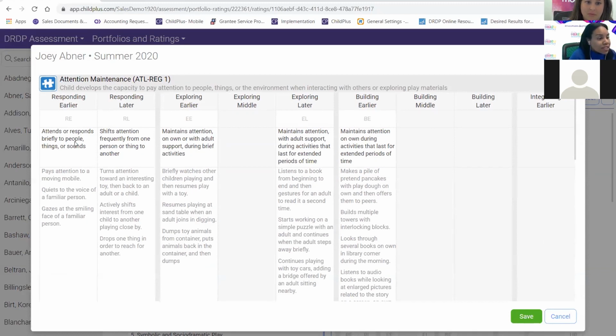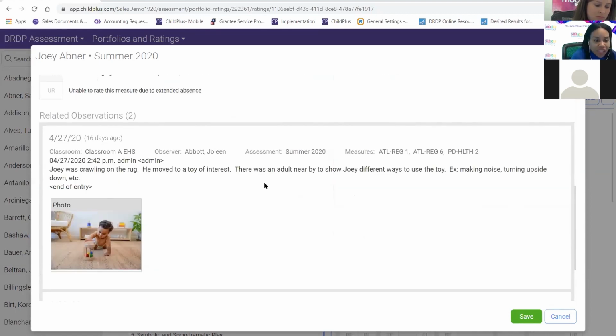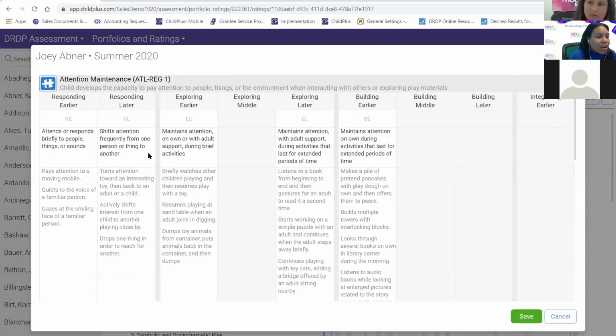So the very first level is going to say, for responding earlier, attends or responds briefly to people, things, or sounds. And these are going to be my examples below. So pays attention to a moving mobile, quiets to the voice of a familiar person, gazes at the smiling face of a familiar person. And so here, it's looking like Joey can do more than that, because based off of our observation, Joey was crawling on the rug, he moved to a toy of interest.